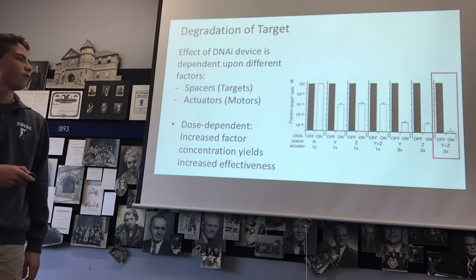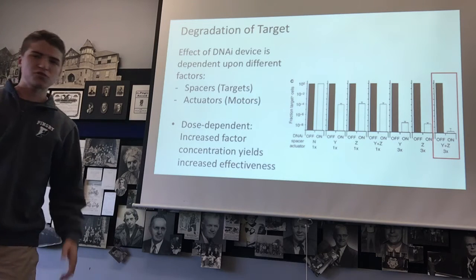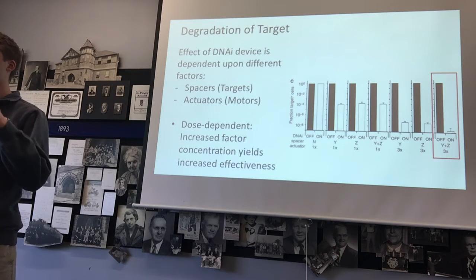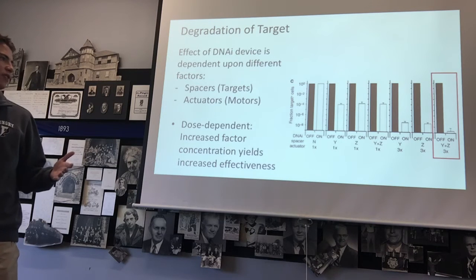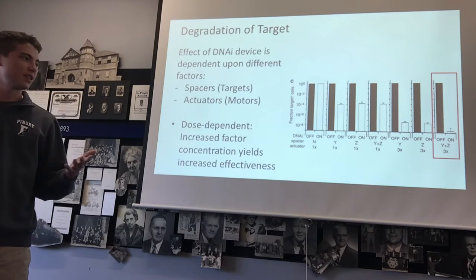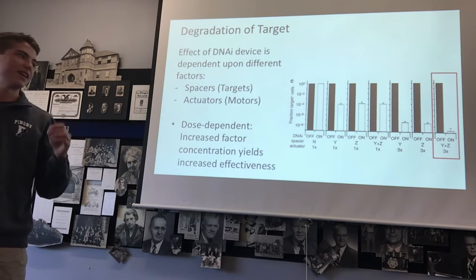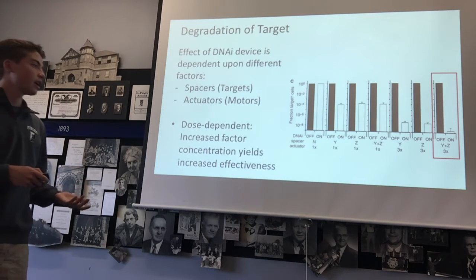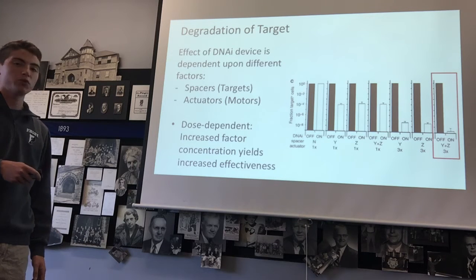So what I really want you to focus on is what's in this red box here. And what the researchers were basically focused on, how can we make this device as effective as possible? How can we combine certain characteristics and certain molecules in certain ways that will make this device the most effective in degrading the DNA? So they determined that combining the Y and Z spacers and producing 3 times the amount of actuators would do that.